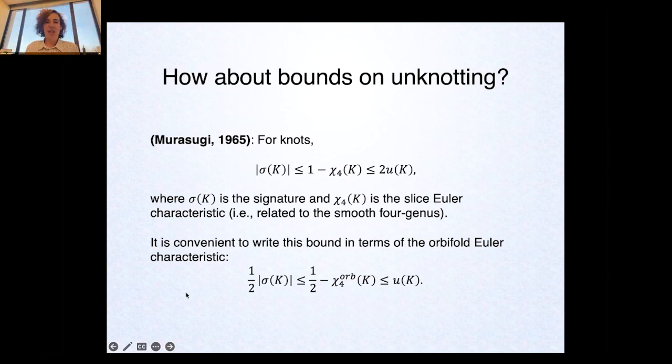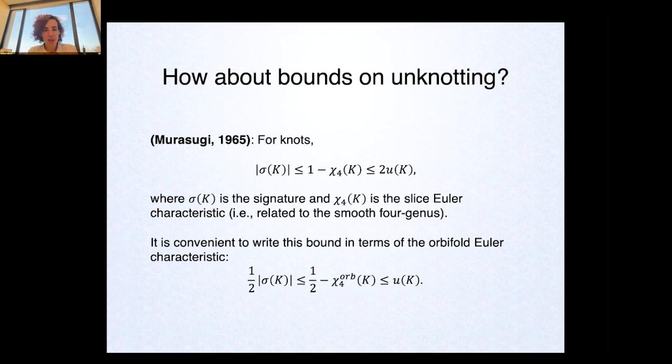Well, one can ask, can we also get bounds on unknotting number from thinking about these types of invariants, determinant, signature, these types of things? There's a classic bound. We need to start with the older bounds before we get to the newer, fancier bounds. There's a classic bound due to Murasugi, where the unknotting number is bounded below by the signature. In fact, you can put down a 3-part inequality where you have the signature, the slice-Euler characteristic, and the unknotting number. And here, with the slice-Euler characteristic, I mean something like the smooth 4-genus.